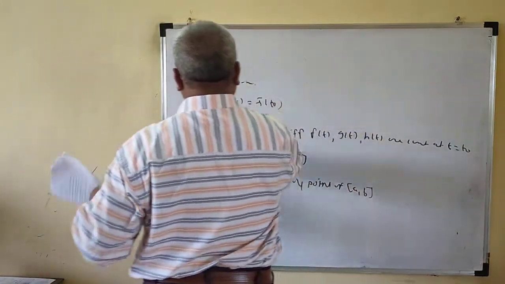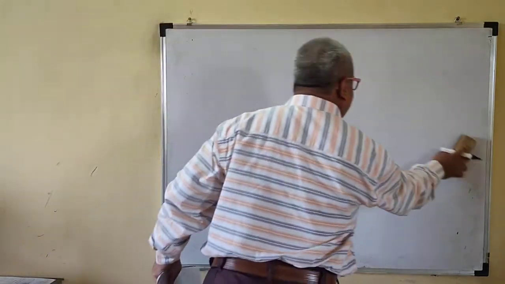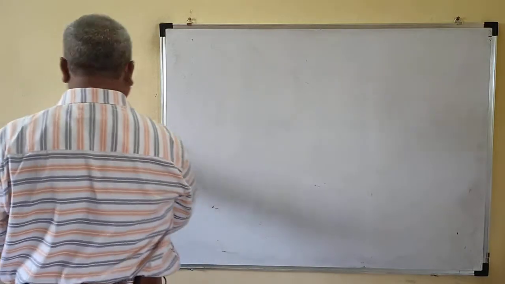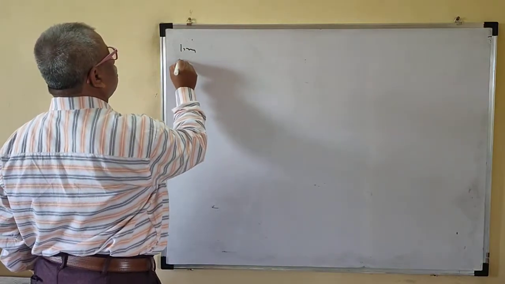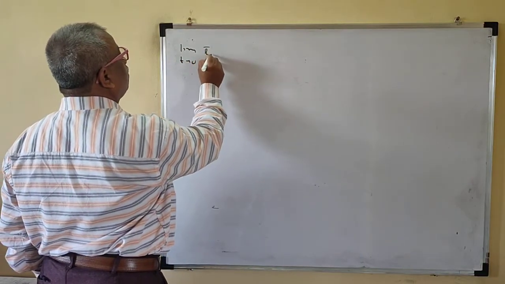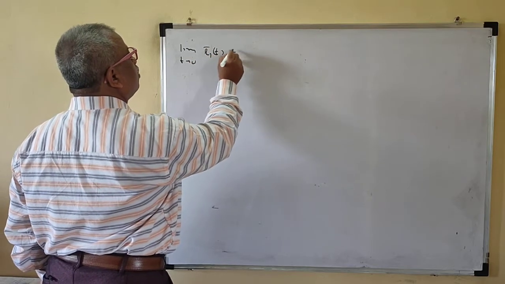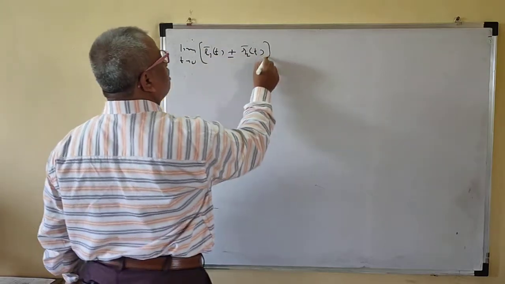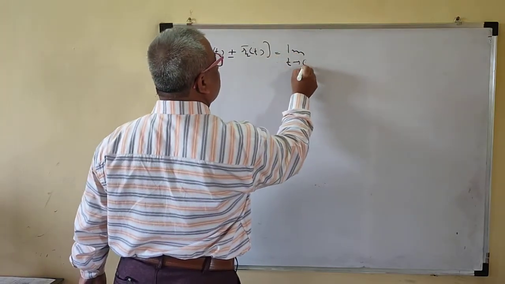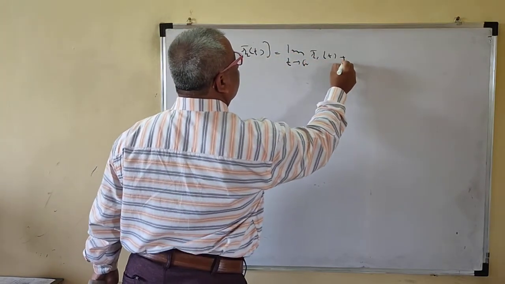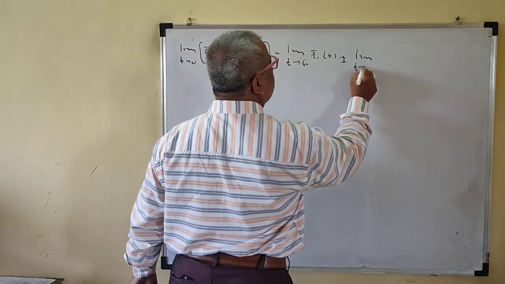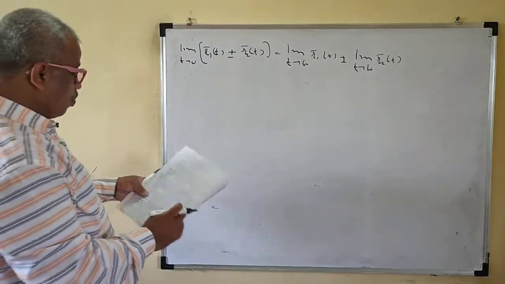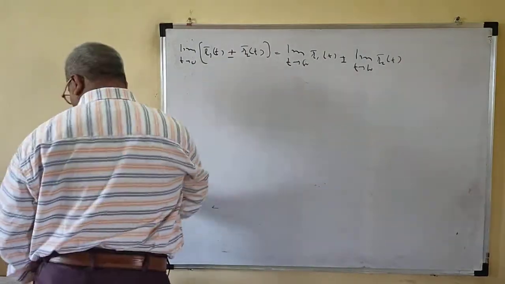So also, one thing you should remember: the limit as t tends to t naught of r1 bar of t plus or minus r2 bar of t is equal to the limit as t tends to t naught of r1 bar of t plus or minus the limit as t tends to t naught of r2 bar of t. Okay, this holds for the dot product also.